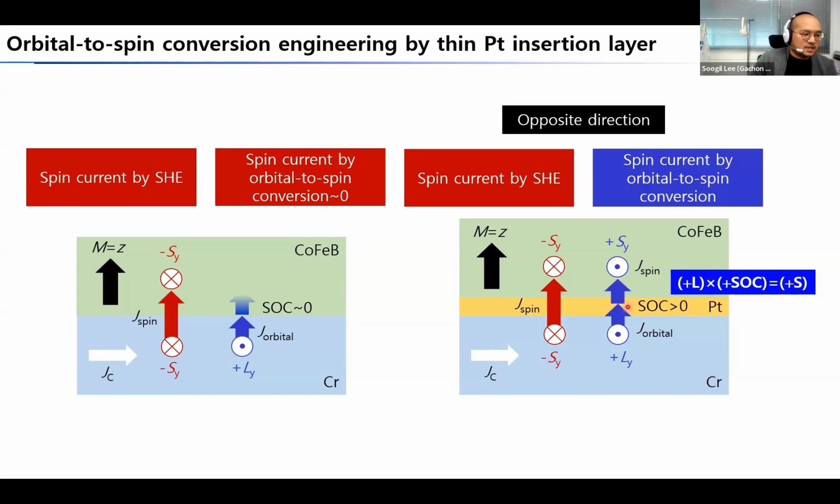This converted spin current induced spin-orbit torque has the opposite sign compared to this conventional spin-orbit torque, because the orbital conductivity of this chromium is positive and the spin-orbit coupling sign of this platinum is also positive. So we can suppose that when this converted spin current, this blue one, is larger than the conventional spin current, this red one, we can expect the sign change in the total spin-orbit torque in this platinum inserted system.